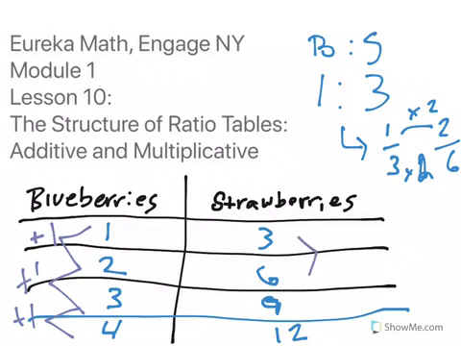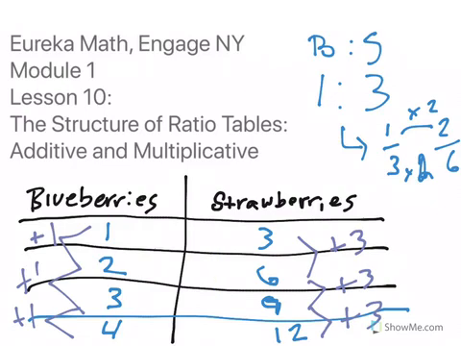When you go down the strawberry column, you're adding 3. 3 plus 3 is 6. 6 plus 3 is 9. 9 plus 3 is 12, and we could keep going down. So those are 2 relationships. That's how they're related. The blueberries, as you go down, you're adding 1. Strawberries, as you go down, you're adding 3.